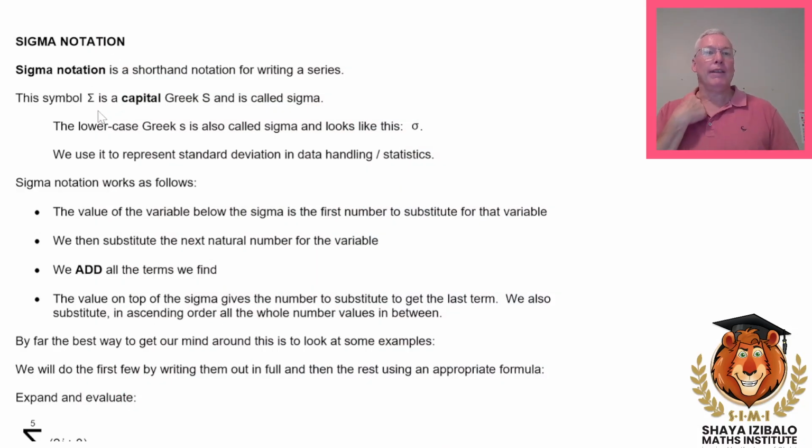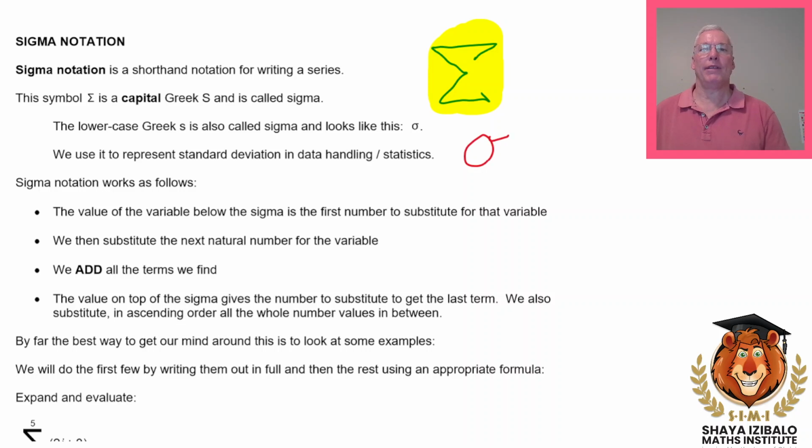Okay, so this symbol over here, and I'm going to try and write one, they're actually quite difficult to write, is a Greek capital S. You may already have encountered another symbol, the Greek lowercase s, which is also called sigma, but it's the small one, and this one is used to represent standard deviation in our study of statistics or data handling. We're going to be talking about the big one. And remember, it's an S for sum. So what sigma notation means is adding up.